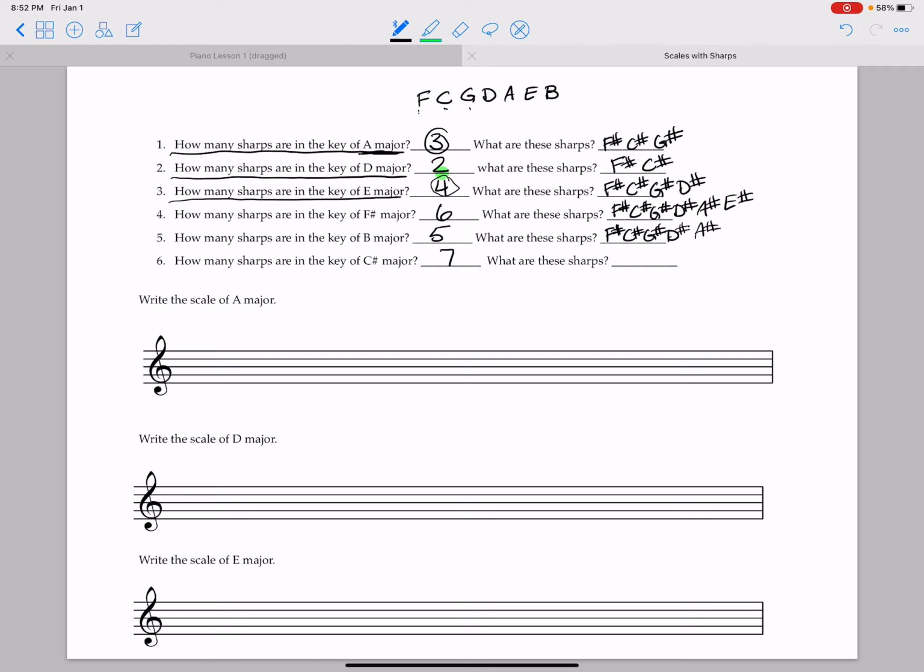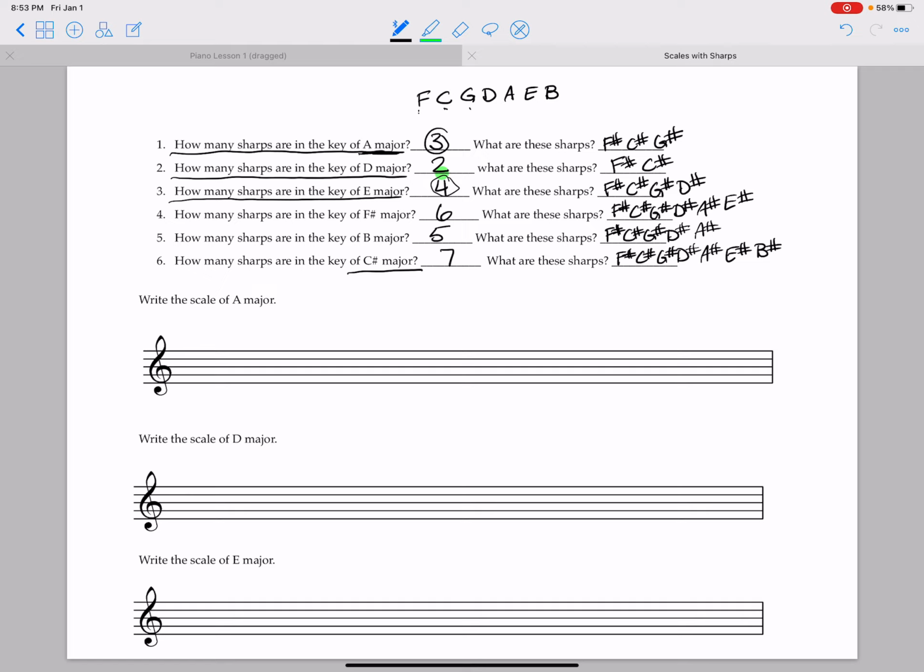And our last one, our C sharp major, has 7 sharps, which means we use all of them. So we do it. Father, Charles, goes, down, and ends battle. Make sure to put a sharp after each of those notes so that we know which ones go where.